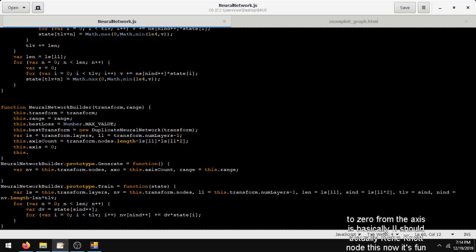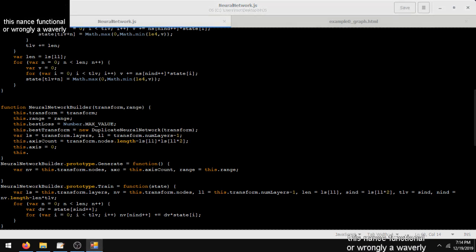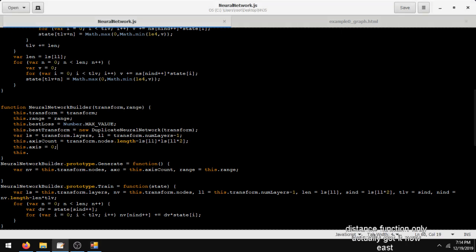Distance function. What? Oh my god. Wait, let me try this again. Distance function. Oh, it actually got it. Nice. Alright.